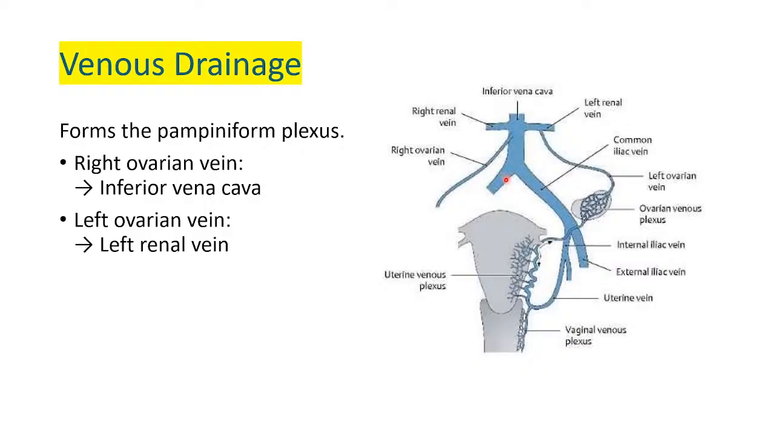So you can see here what we have. This is the right renal vein there. Then we have the right ovarian vein there, which is directly draining into the inferior vena cava. And then we have our left ovarian vein there, which is draining directly into the left renal vein. So that's the anatomical difference: the left ovarian vein drains into the left renal vein, which will eventually drain into the inferior vena cava, whereas the right ovarian vein drains directly into the inferior vena cava.